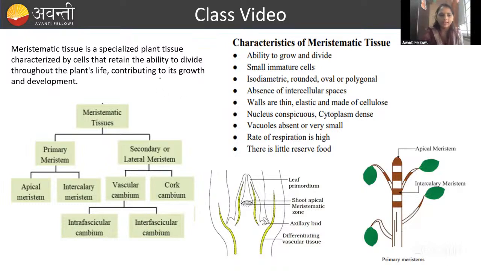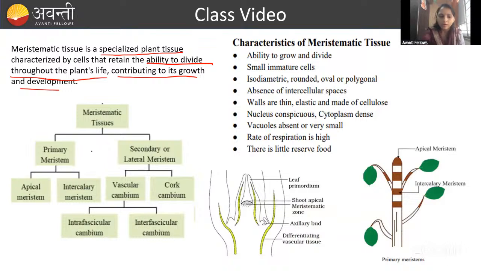That's why the meristematic tissues are specialized plant tissues. They have the ability to divide throughout the life of the plant. So that's why we call it meristematic tissue. This is not present in humans or animals, right? It is present only in plants. They contribute to the growth and development of the plant.